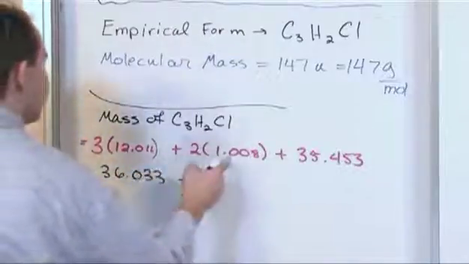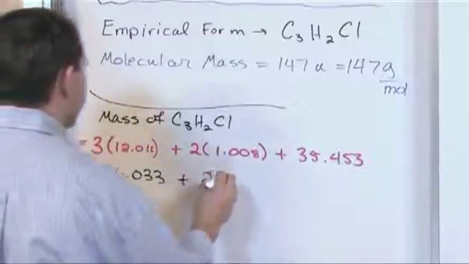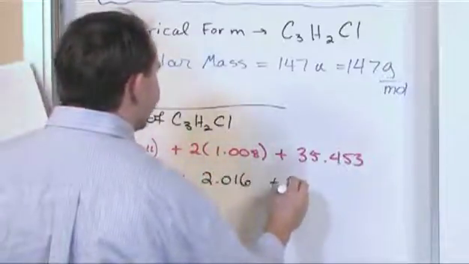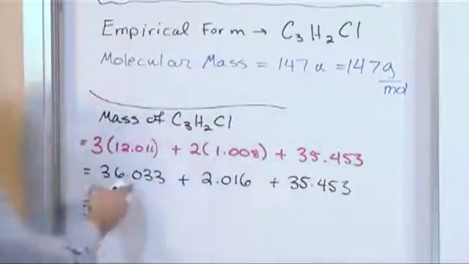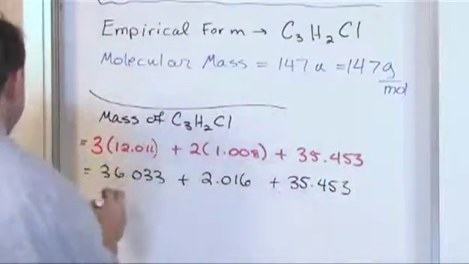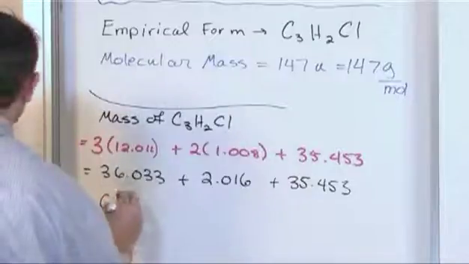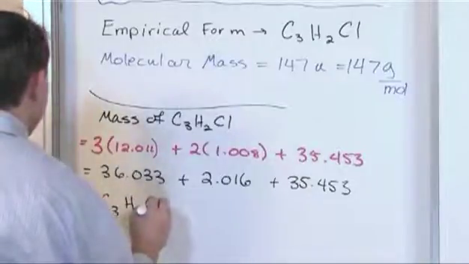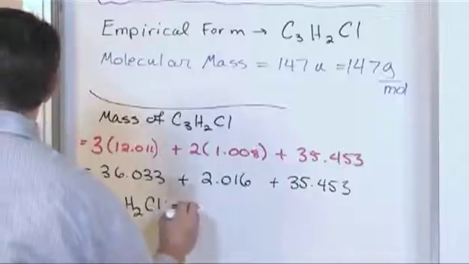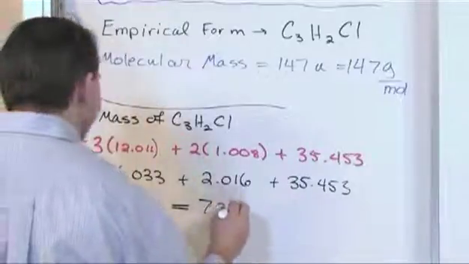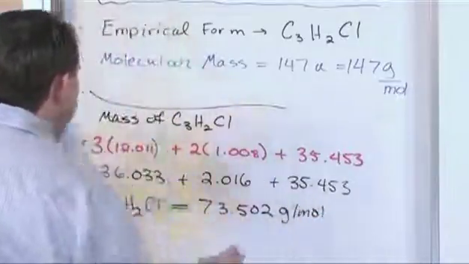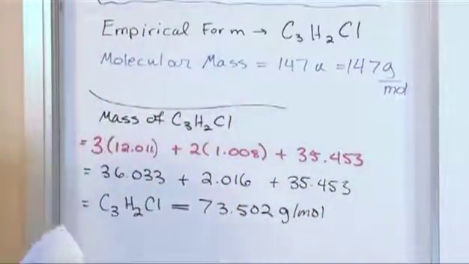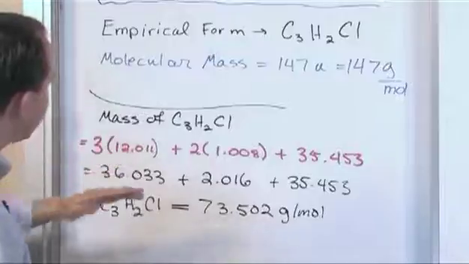36.033. When we do this guy, we're going to get 2.016. And then this guy stays the same, 35.453. So when we add everything together, this plus this plus this, what we get for C3H2Cl is 73.502 grams per mole.